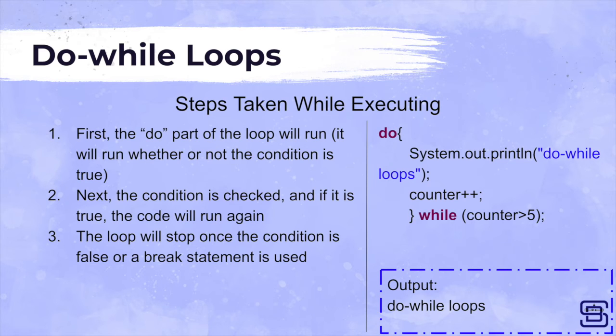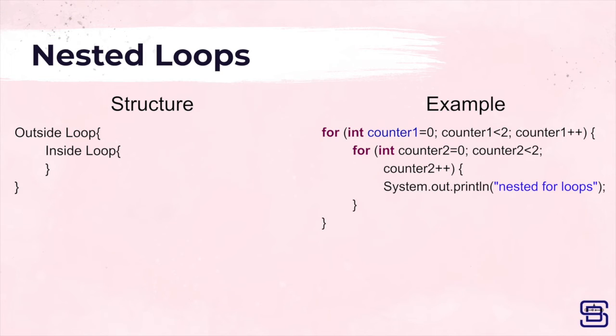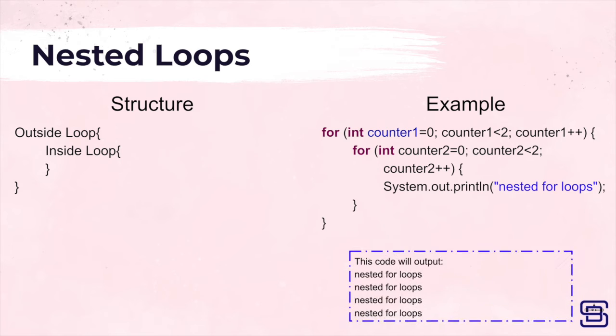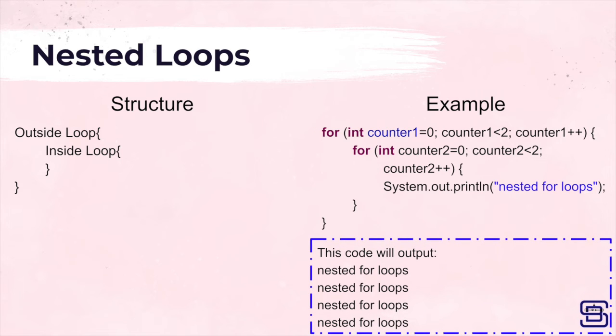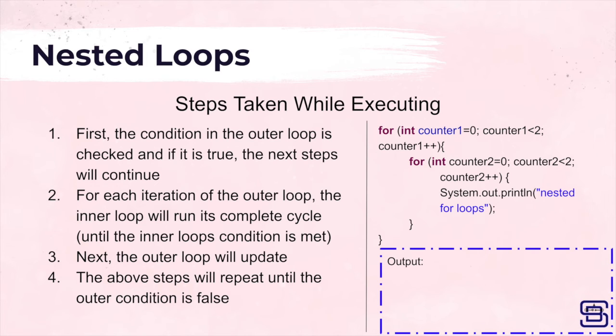In all the other types of loops we learned, if the condition is false, the code inside the loop will not execute even once. However, since this code is inside a do-while loop, it will run once even though the condition is not true. If you want the inner loop to repeat multiple times based on the conditions of the outer loops, you will use nested loops. The structure of a nested loop is as follows. First will be the outside loop, and inside it will be the inside loop. The example to the right is a nested for loop, and it will output "nested for loops" four times.